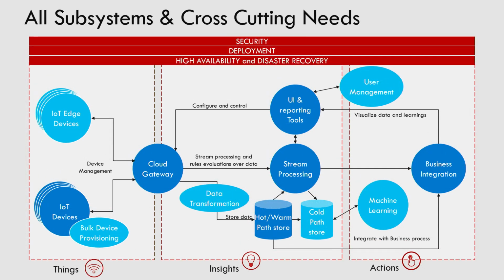So now that we talked about the core subsystems and all of the subsystems that are required, let's layer in the cross-cutting needs. What are the cross-cutting needs that you need to have across all of them? Security is the fundamental cross-cutting need across all of them. We think about security in three different ways. One, how do you make sure that devices that are deployed in the field are secure? They're authenticated and authorized to send to your cloud gateway, not to somebody else.